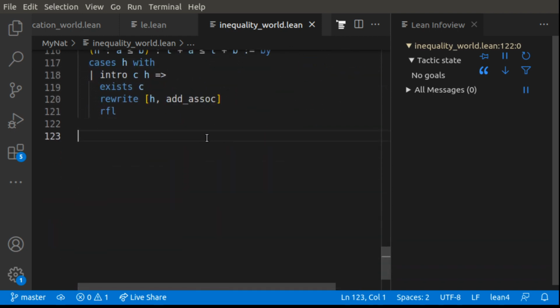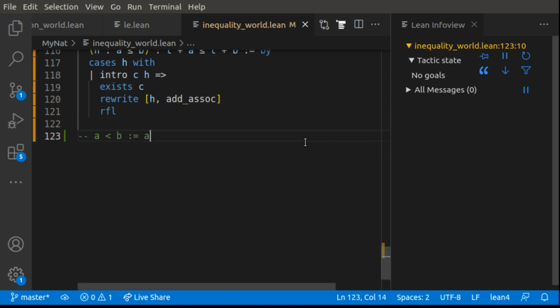Now we're going to have A less than B. I'm not too sure how to write less than as a symbol, but I can just copy it over. A less than B, we're going to define as A less than or equal to B and not B less than or equal to A.